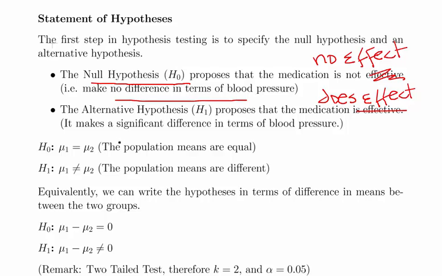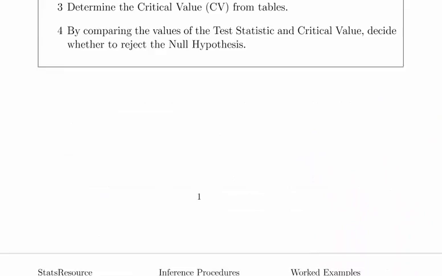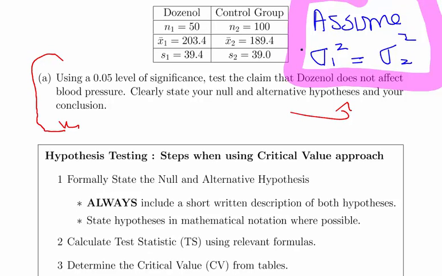I've just forgotten it's about colds. It's not a blood pressure medication. Okay. So it does not affect blood pressure and it does affect blood pressure. So mu1 equals mu2, mu1 not equal to mu2. The population means are equal to each other, which is to say no effect, it doesn't cause it to go up or down. And the second one is that they are different from each other, meaning there is an effect on blood pressure there.